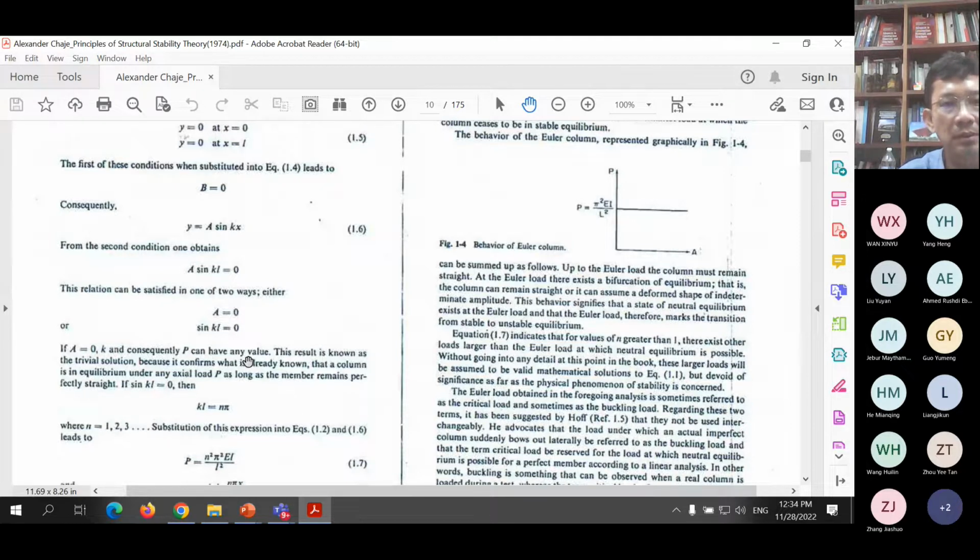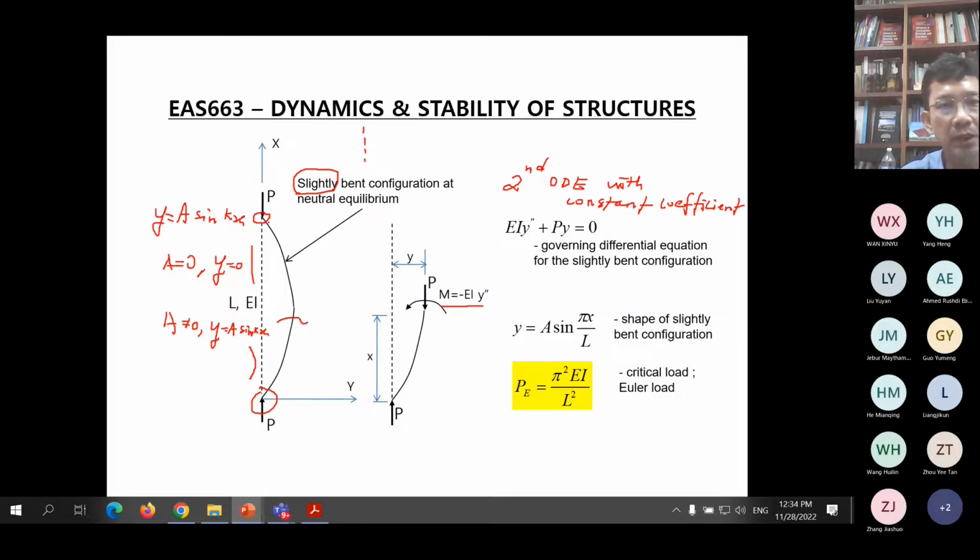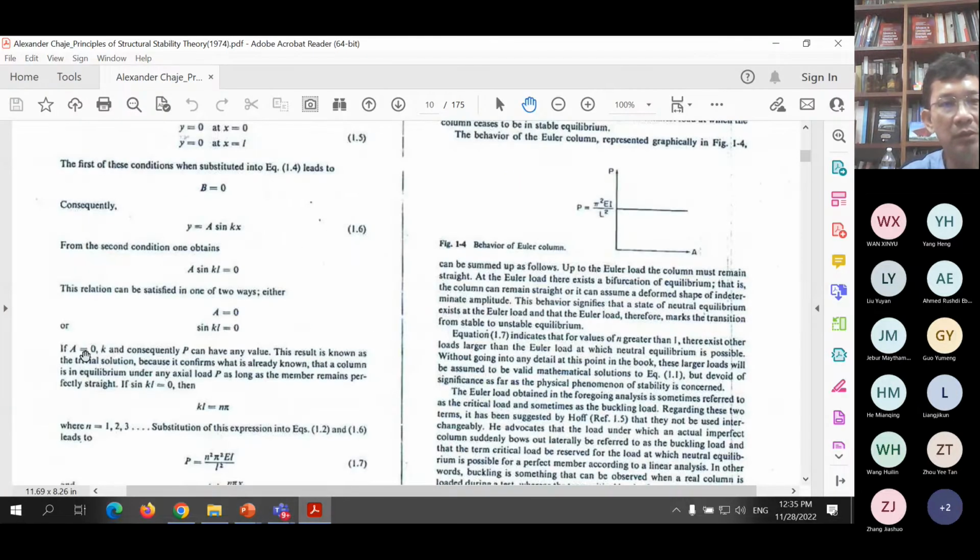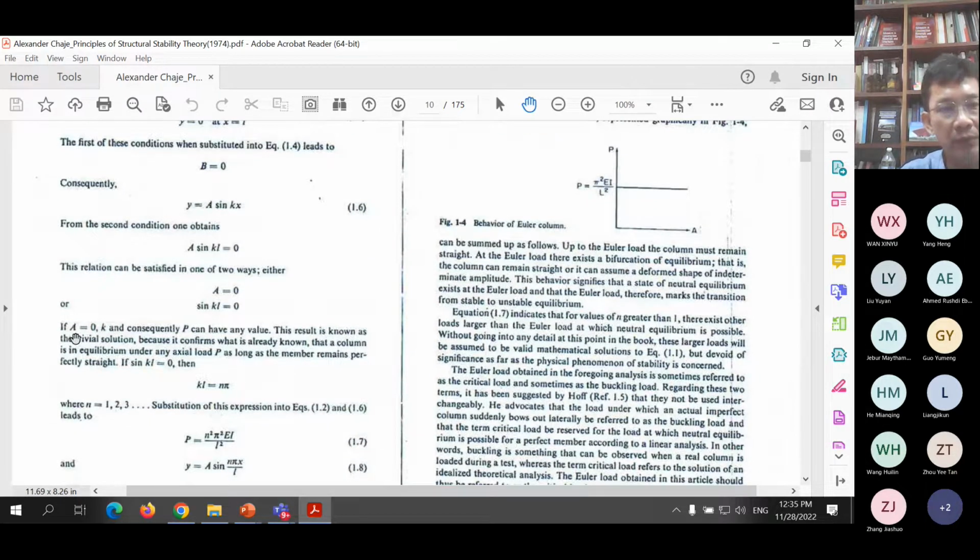If P is any value, this P is the axial load here. So the axial load can have any value, and it is still in an equilibrium position, because the straight position is an equilibrium position. So it doesn't matter, P equal to 0, 1, 2, 3, 4, any value. So this equilibrium position is one of the solutions. That is the meaning of this case, A is equal to 0. If you read here, class, if A is equal to 0, K and consequently P can have any value. This means that A equal to 0 is the straight position, and it only tells us that for the straight position, any value of P will be the solution.